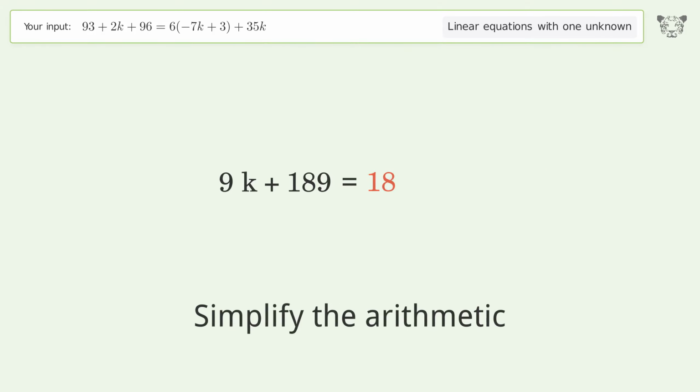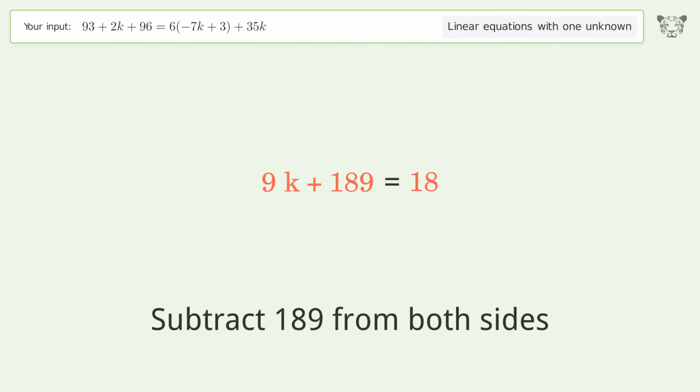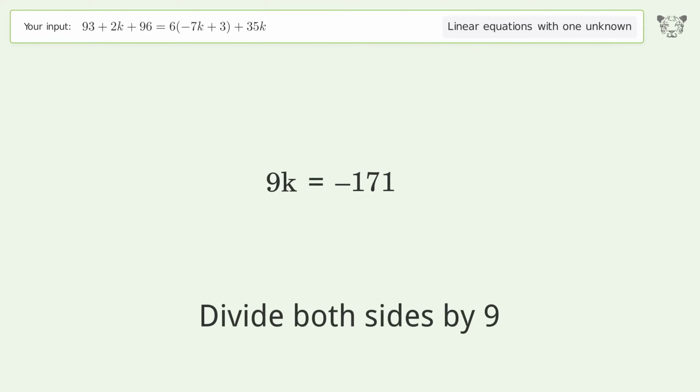Group all constants on the right side of the equation. Subtract 189 from both sides. Simplify the arithmetic. Isolate the k. Divide both sides by 9.